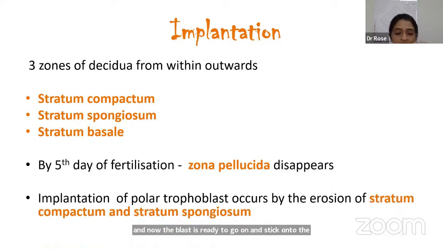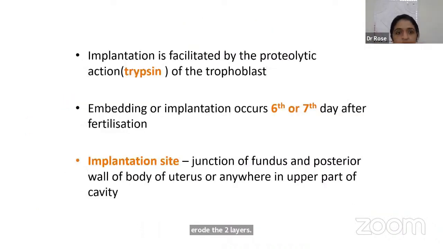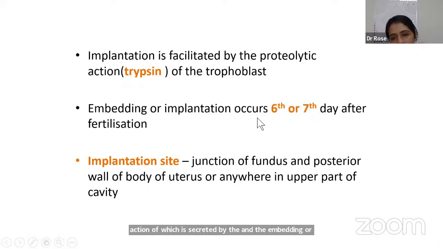The implantation happens through the polar trophoblast, and this polar trophoblast will be the first part which sticks onto the endometrial layer, and it will erode the 2 layers, the stratum compactum and stratum spongiosum of the uterine endometrium. This implantation is also facilitated by the proteolytic action of trypsin, which is secreted by the trophoblast. The embedding or implantation occurs by the end of the 5th or the beginning of the 6th or 7th day after fertilization. The implantation begins and is not completed by the 6th or 7th day. It will be completed only roughly by the 12th or 13th day after fertilization.